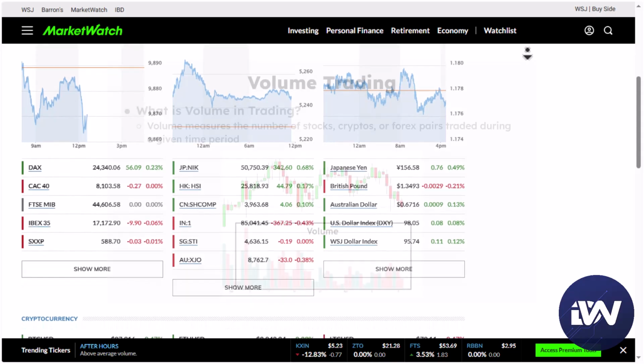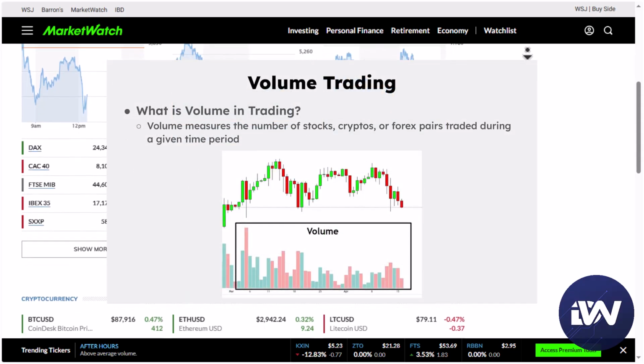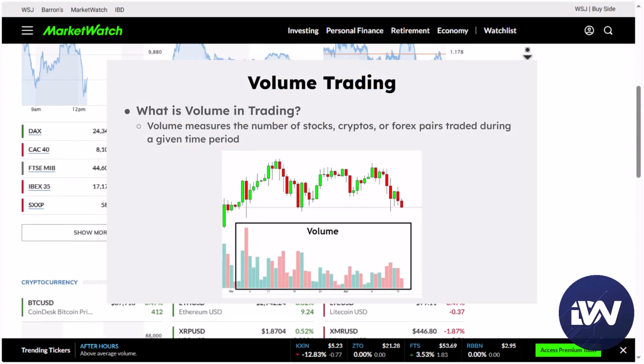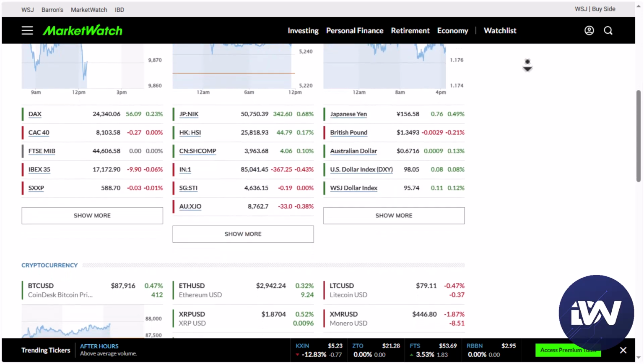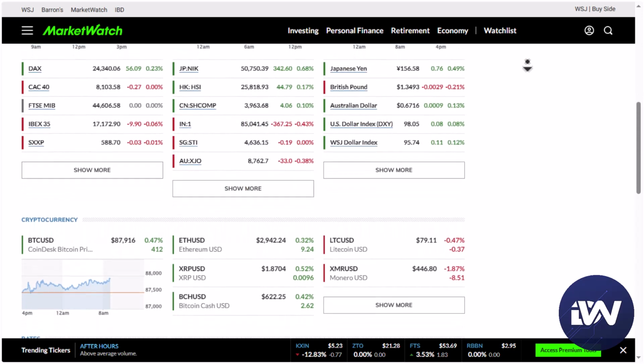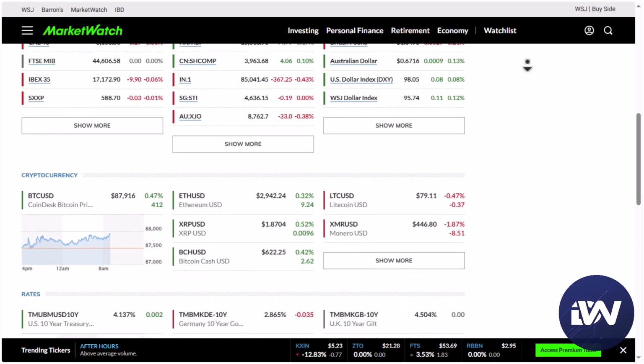Next is volume. Volume tells you how much of an asset is being traded. High volume usually means strong interest and more reliable price moves, while low volume can signal weak or risky conditions.